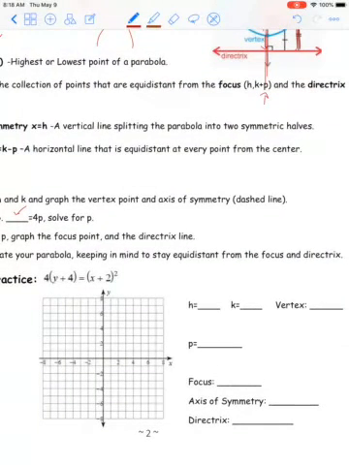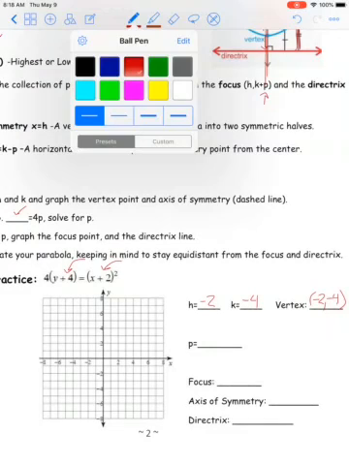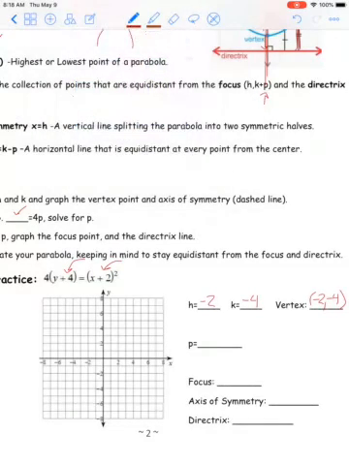So right now, h is always with x, so it's going to switch signs. k is always with y. So our vertex is -2, -4. So I'm going to put that point on our graph, -2, -4. And then to get p, we're going to take this 4 right here. So 4 equals 4p. We divide both sides by 4, and we get 1 equaling p.